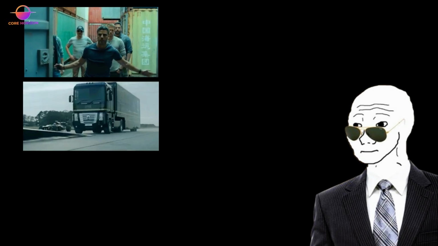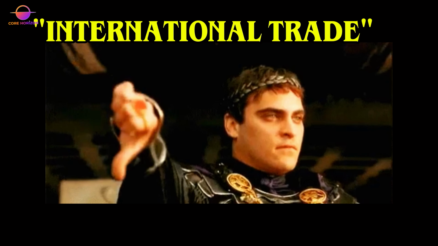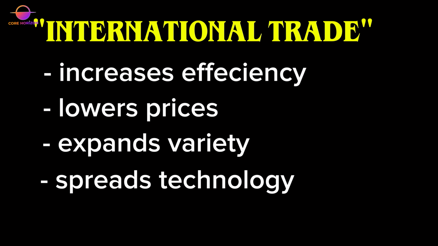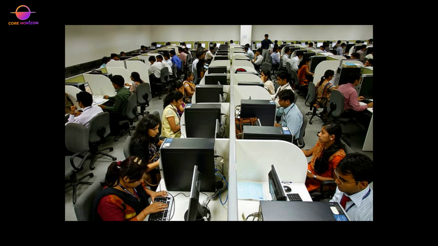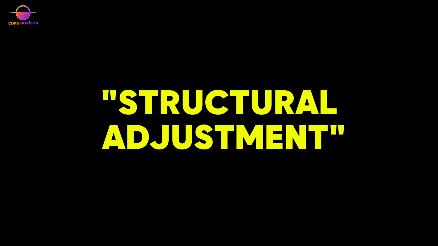Just goods flying across borders, in containers, in trucks, on planes, on boats, all at once until someone bans one. Trade increases efficiency, lowers prices, expands variety, and spreads technology. That's globalization. But not everyone wins equally. Some jobs move offshore. Some industries get crushed. Inequality can rise. That's called structural adjustment. And people don't usually like being adjusted, so governments sometimes interfere.